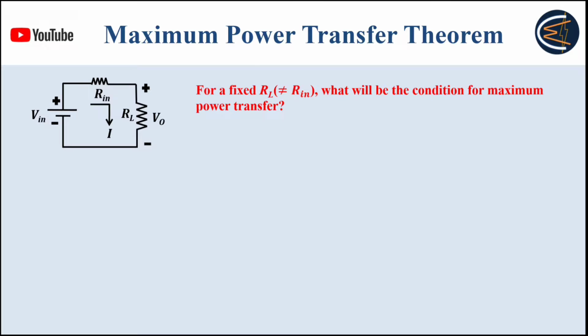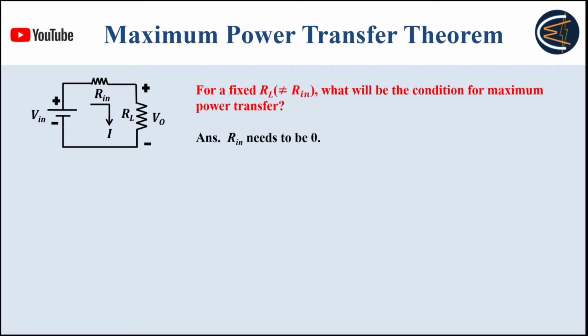This question may be asked in an interview or in an exam: for a fixed RL, when that RL is not equal to your internal resistance, then what will be the condition for maximum power transfer? That means when your RL is not the same as internal resistance, but we know that for the maximum power transfer theorem the condition needs to be RL equals R in. But when it is not possible, that means your RL is completely fixed, then what is the condition? So the answer is very simple. The answer is R in needs to be 0, or we can say R in needs to be tending towards 0, or R in should be as minimum as possible.